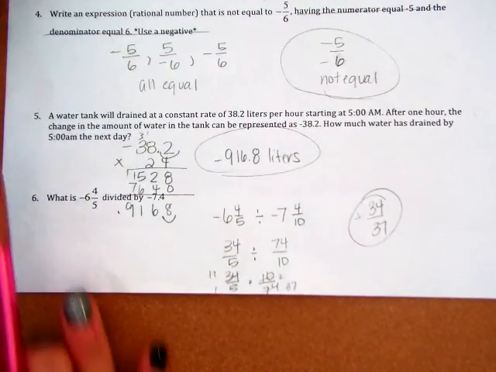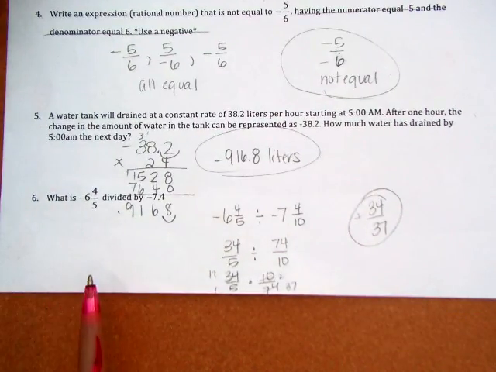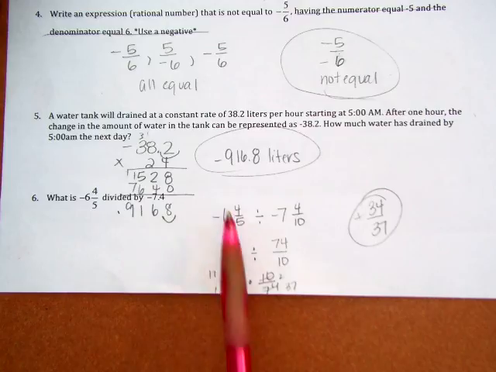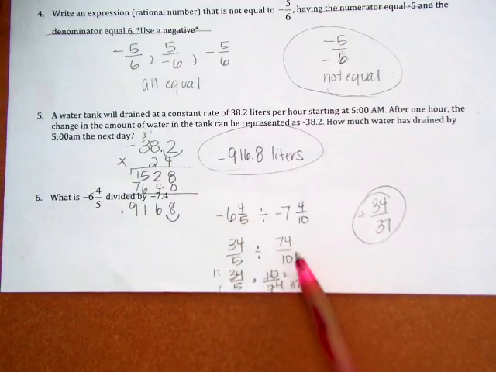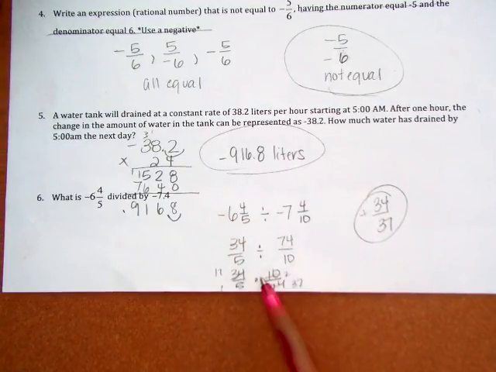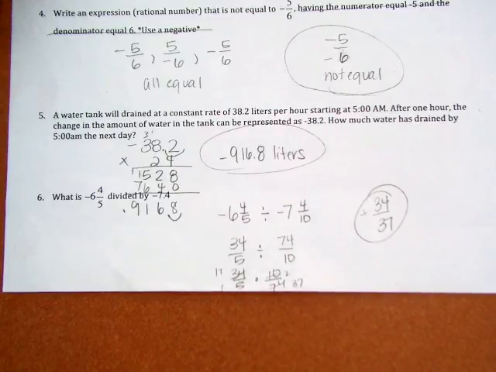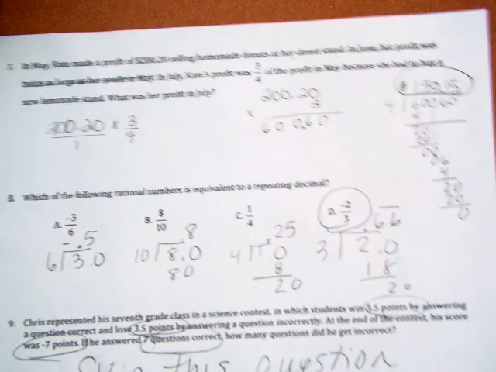Next one. What is negative 6 4/5 divided by negative 7.4? Well, you can't divide mixed numbers like that, so you get your fraction. Negative 6 4/5, turn it into 34/5 divided by 74/10, and you change, flip, multiply it out, and you get 34 over 37. Let's turn the paper over.